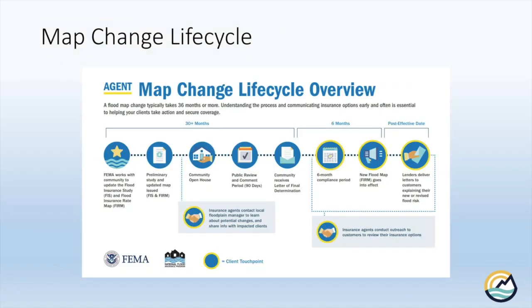As we update these maps, it's a long cycle. Putting the preliminary maps together takes anywhere from 2 to 3 years. Then there's a due process phase where it goes out for public notice and review. Then there's a 6-month compliance period. So really, you're talking anywhere from 3 to 5 years from start to finish that flood maps take.